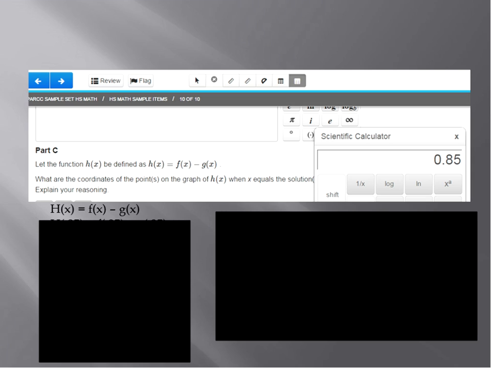So we're going to write the function as they give us: h of x is equal to f of x minus g of x. They want to know what the coordinates of the points on the graph of h of x are when x equals the solutions from part A. So we're going to substitute first our x coordinate for point B, in this case, into h of x. So we have h of 0.85 equals f of 0.85 minus g of 0.85.